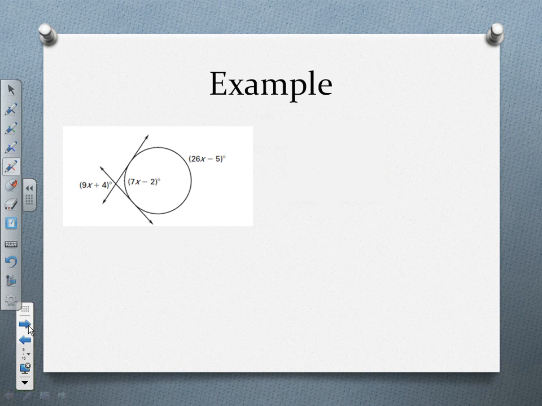All right, last example. This time we've got a little bit of algebra in here. Here's my one arc, and it is 26x minus 5. My second arc is right here, and it is 7x minus 2. So a lot of algebra in here. These are vertical angles, so we know that this angle right here is 9x plus 4. So if I set it up, 9x plus 4 equals 1/2 times the far arc, 26x minus 5, minus the near arc. And it's pretty important that you put that in parentheses because we're subtracting that whole thing.